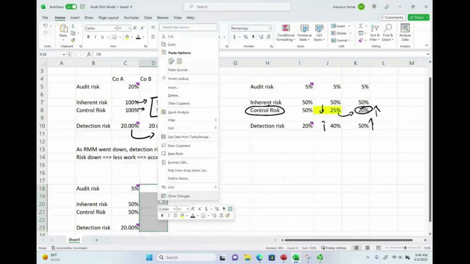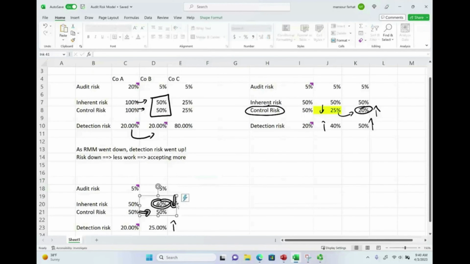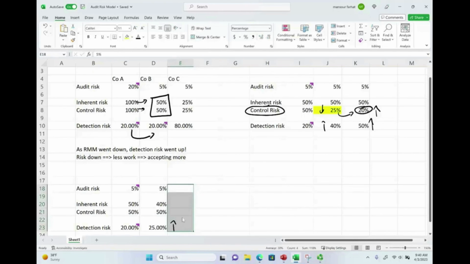Let's play with different scenarios. Now I'm going to keep my control risk the same, and I'm going to reduce my inherent risk. As I reduced my inherent risk, my detection risk went up as well. I'm more comfortable. Why? Because the accounts are not inherently risky, or the company is not inherently risky. Notice, as I reduced my inherent risk, my detection risk also went up. You have to know this relationship.